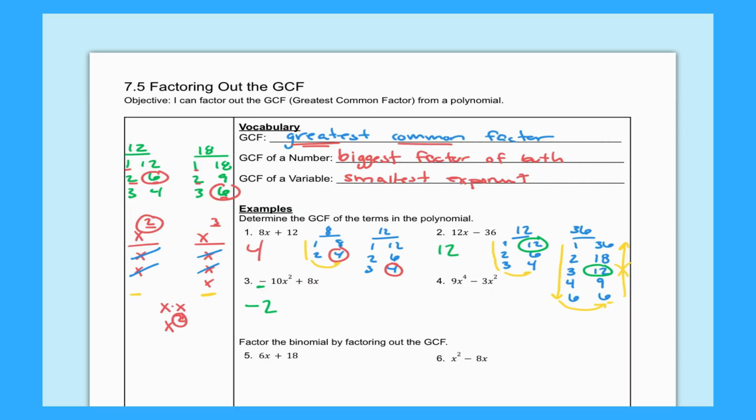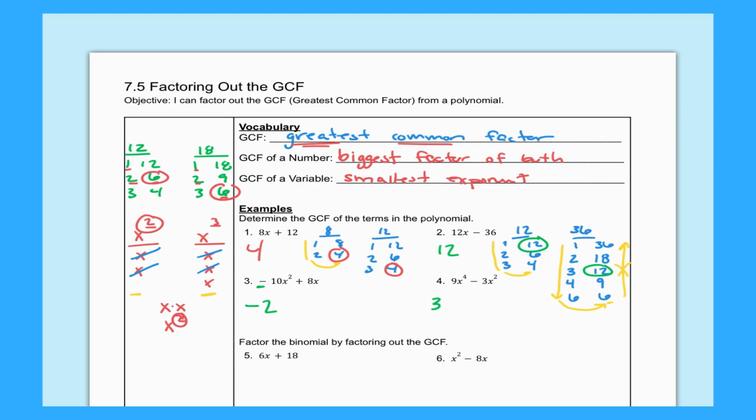And then on number 4, if you need to, you can list out all the factors of 9 and 3 like we did up on numbers 1 and 2. The biggest number I can divide them both by will be 3. Okay, now let's go back and look at number 3 and then number 4 again, because these also have a variable part.